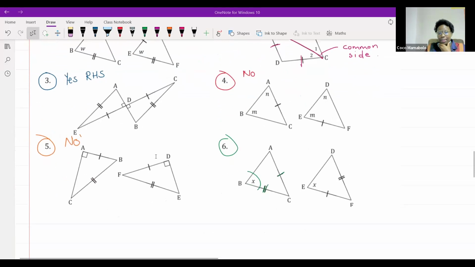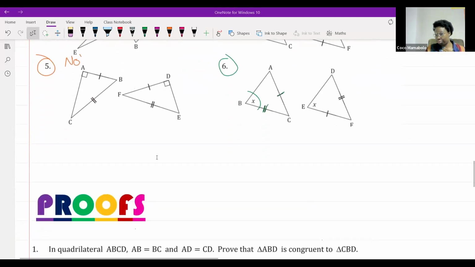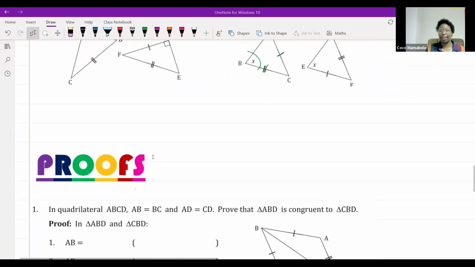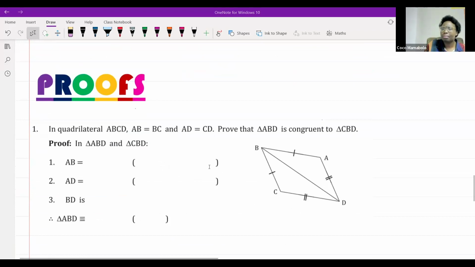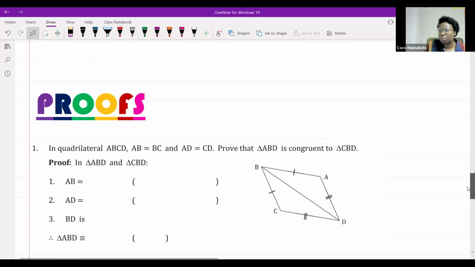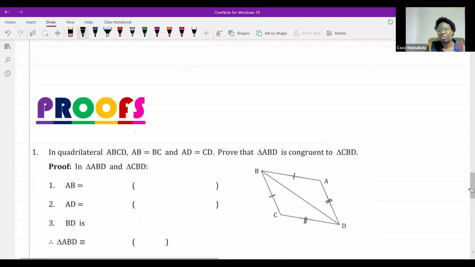All right, peeps, let's jump into some proofs. Let's go through some things that we need to know before we do these proofs. The crux of it is that we need to know a couple of things before we get started.